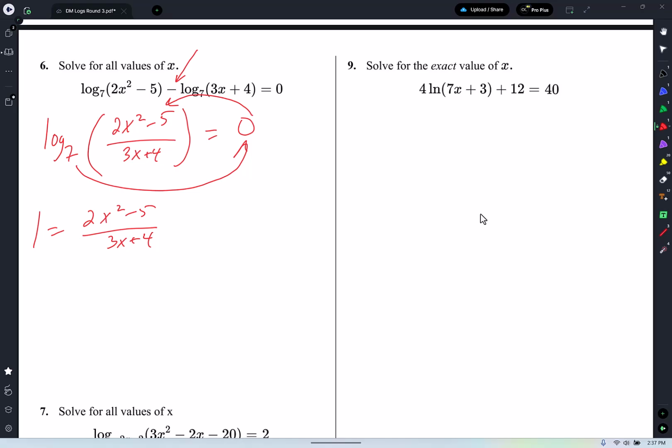Are we still okay? All right. Multiply the right and the left by 3x plus 4. Whatever you do to one side, do to the other. Times 3x plus 4, times 3x plus 4. Yep. 3x plus 4 equals 2x squared minus 5. I have a quadratic. Move your linear part, whatever you have on the left-hand side of the equal sign, move all that to the right. 0 equals 2x squared minus 3x, and be careful, negative 5 minus 4, minus 9.